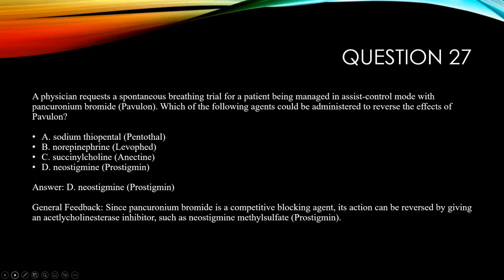Let's take a gander at why. Since pancuronium bromide is a competitive blocking agent, its action can be reversed by giving an acetylcholinesterase inhibitor. Okay, so that's an enzyme inhibitor, such as neostigmine or pyridostigmine.